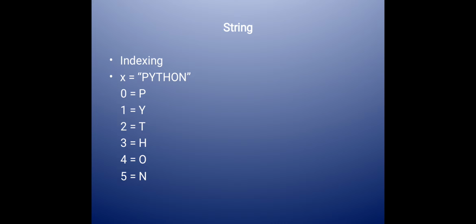So if you are trying to access the individual characters of this string, then x of 0 is equal to p, x of 1 is equal to y, x of 2 is equal to t, x of 3 is equal to h, x of 4 is equal to o, x of 5 is equal to n.